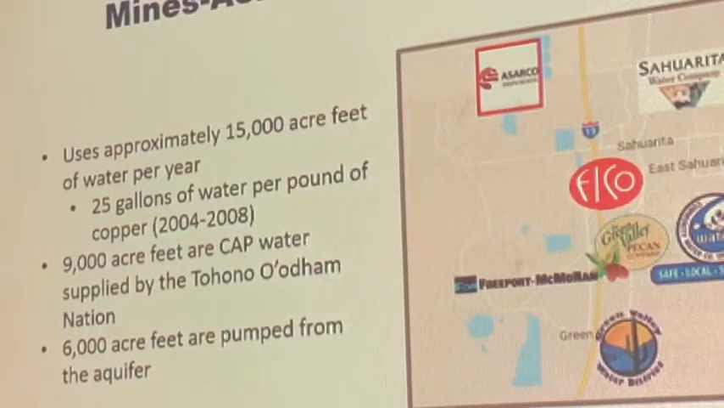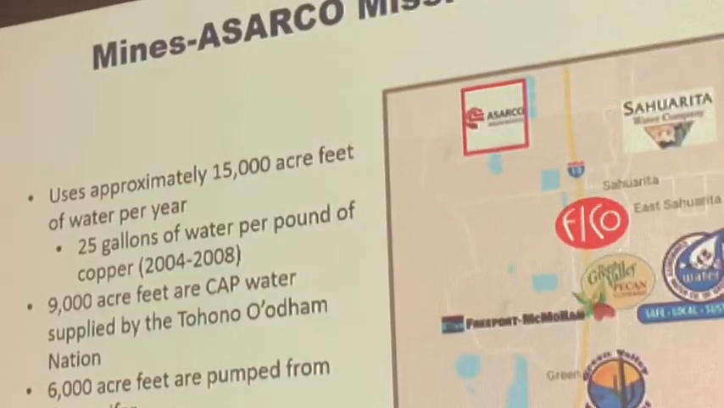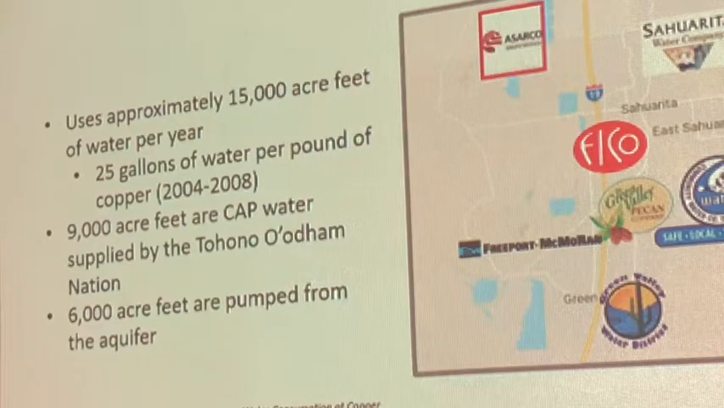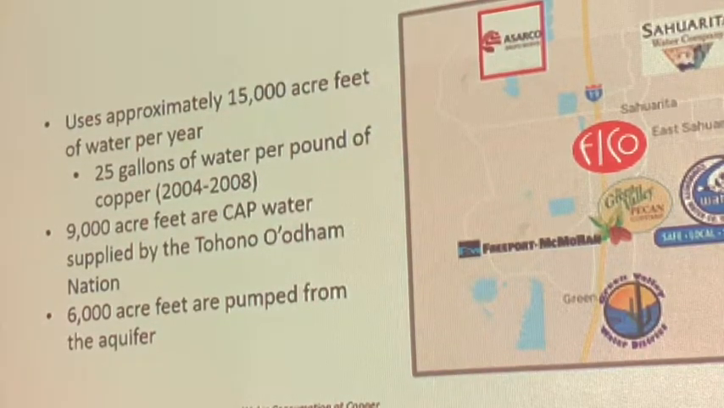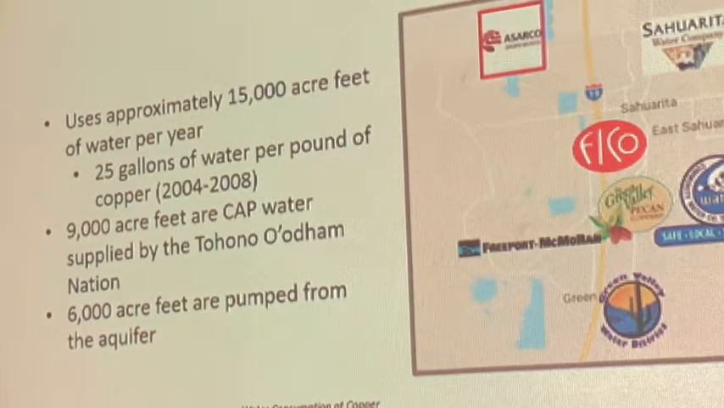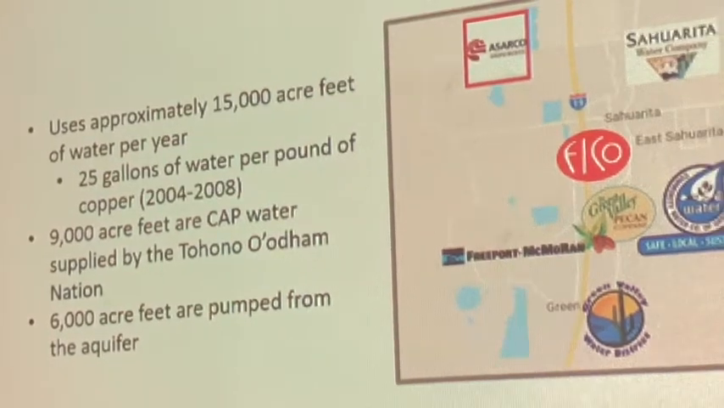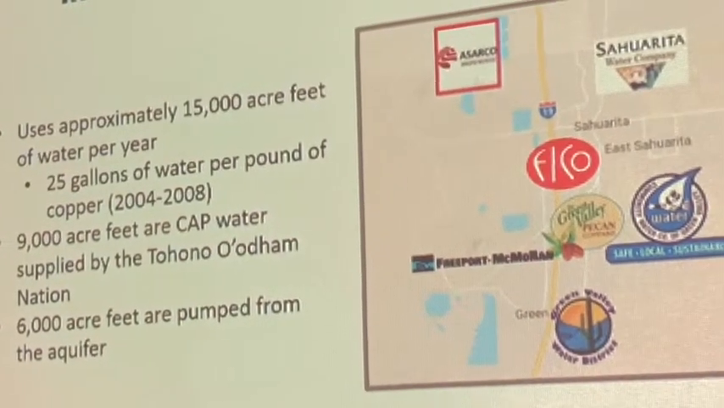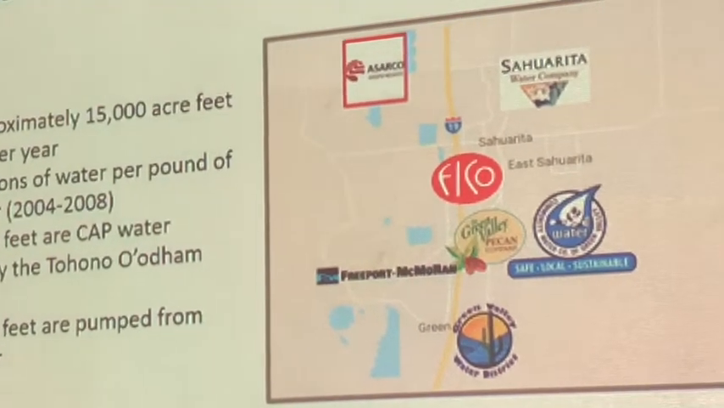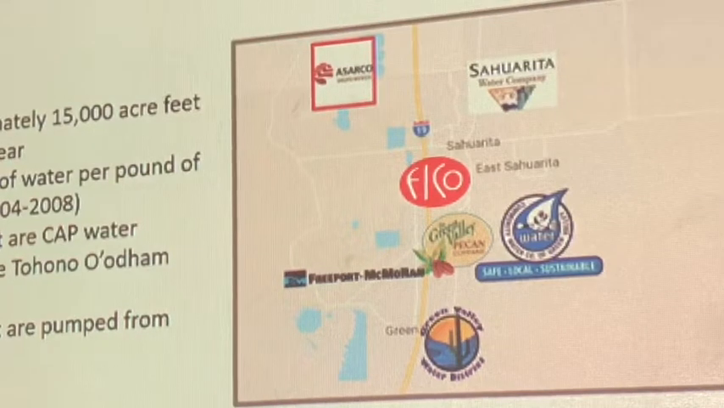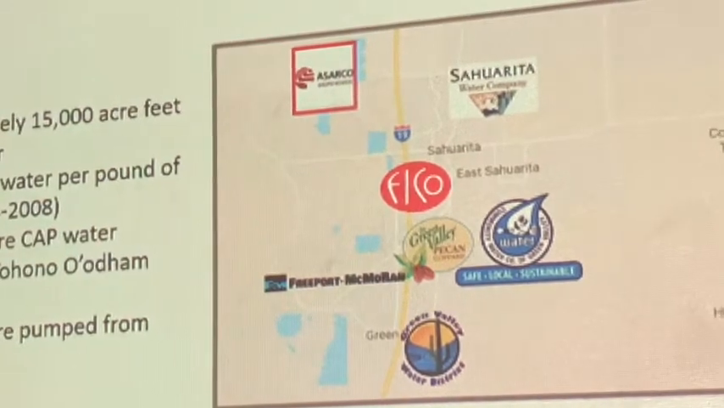Mines use a great deal of water. Approximately 15,000 acre-feet is used by ASARCO in the Mission Complex. I won't go through this, but you can see that they get their water from various places. Not all of it is groundwater. A lot of it comes from the CAP, from the Tohono O'odham. And they use it to make copper, obviously.